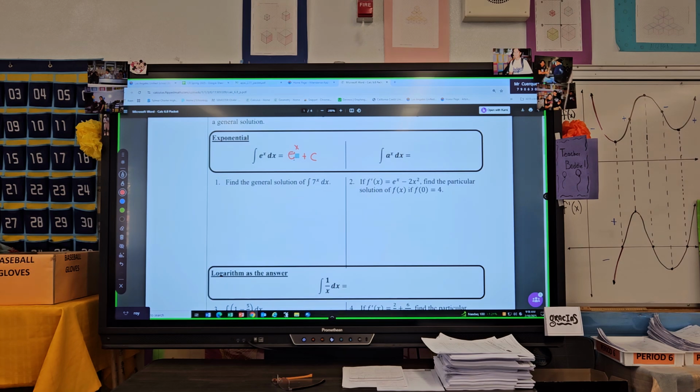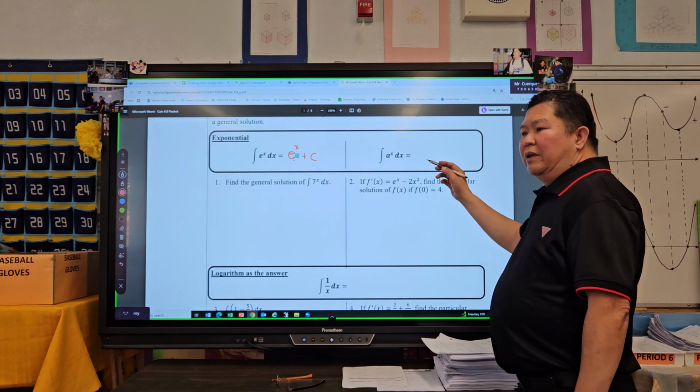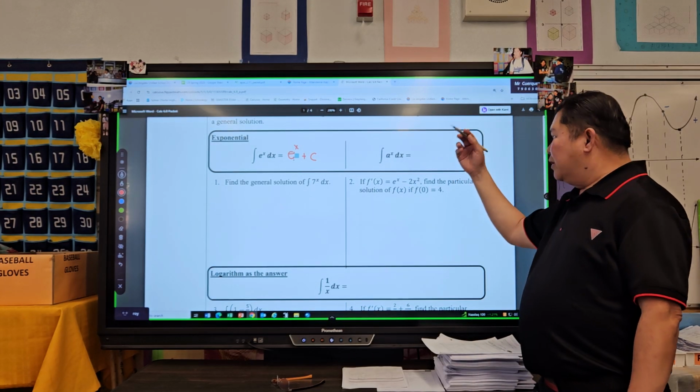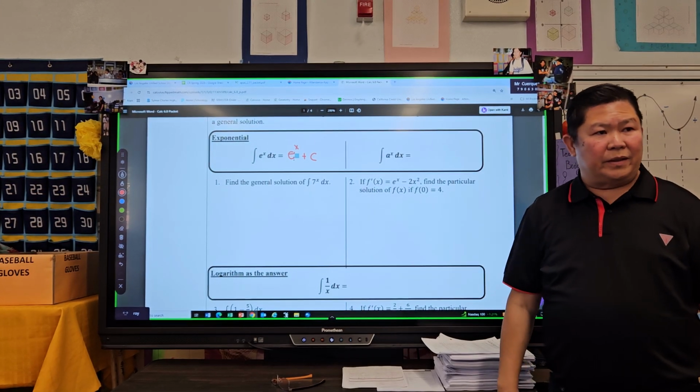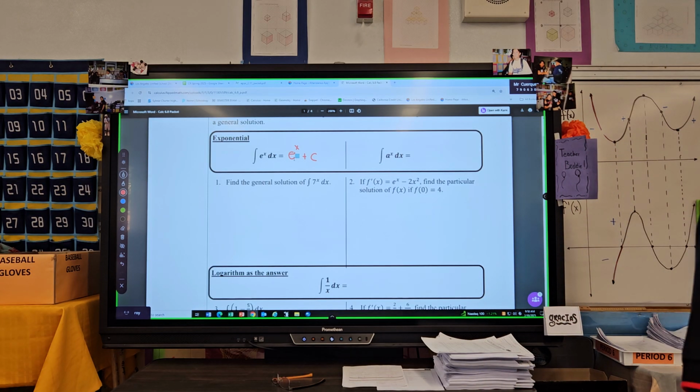But if I write another letter aside from a, I'll just say n to the power of x. That is still logarithm. But commonly used for logarithm is a.